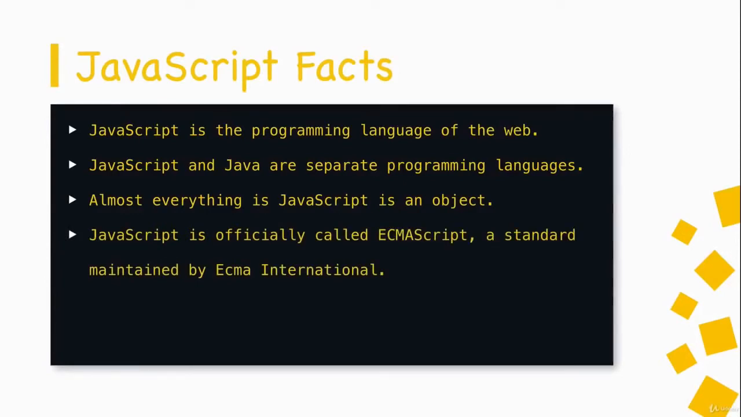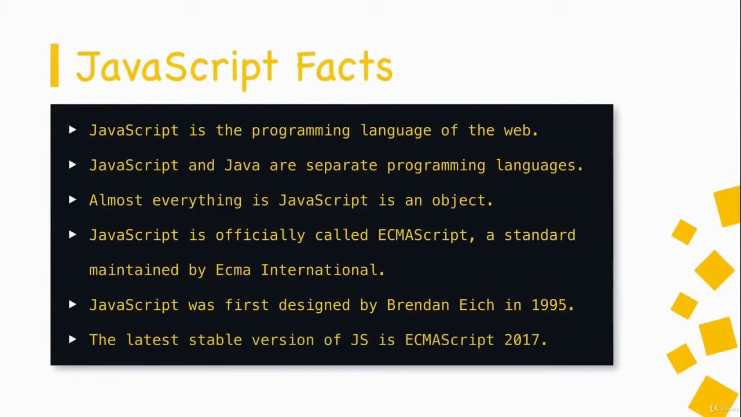Now, JavaScript is actually officially called ECMAScript, and it's a standard maintained by ECMA International. So the official name of JavaScript is actually ECMAScript. JavaScript was first designed by Brendan Eich in 1995, so you can think of him as the founder of this language. And the latest stable version of JavaScript is called ECMAScript 2017, which, as the name implies, was released in 2017. And just like with every stable release, quite a few new features have been added to the language in this release.